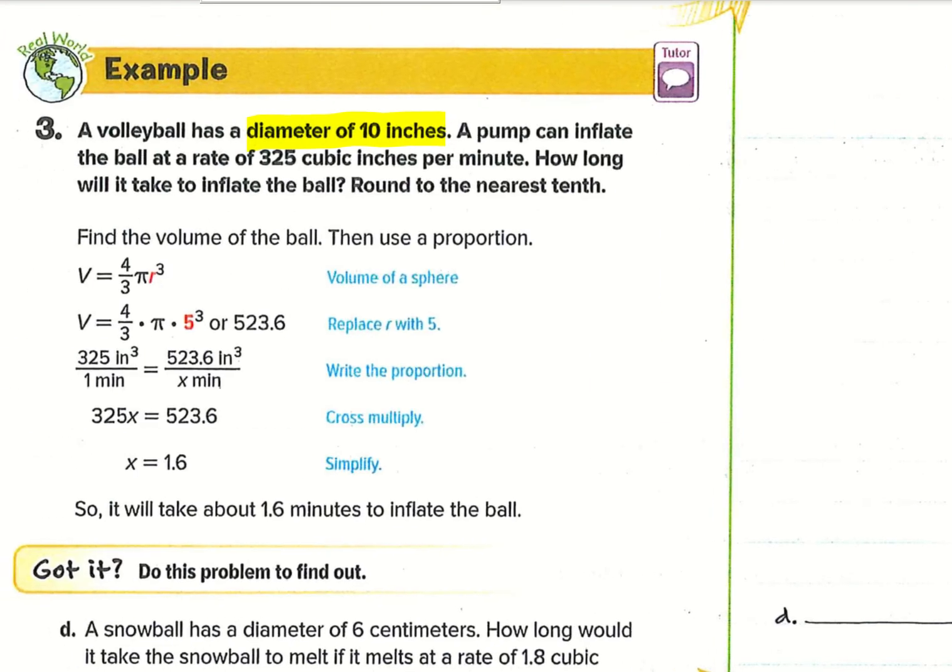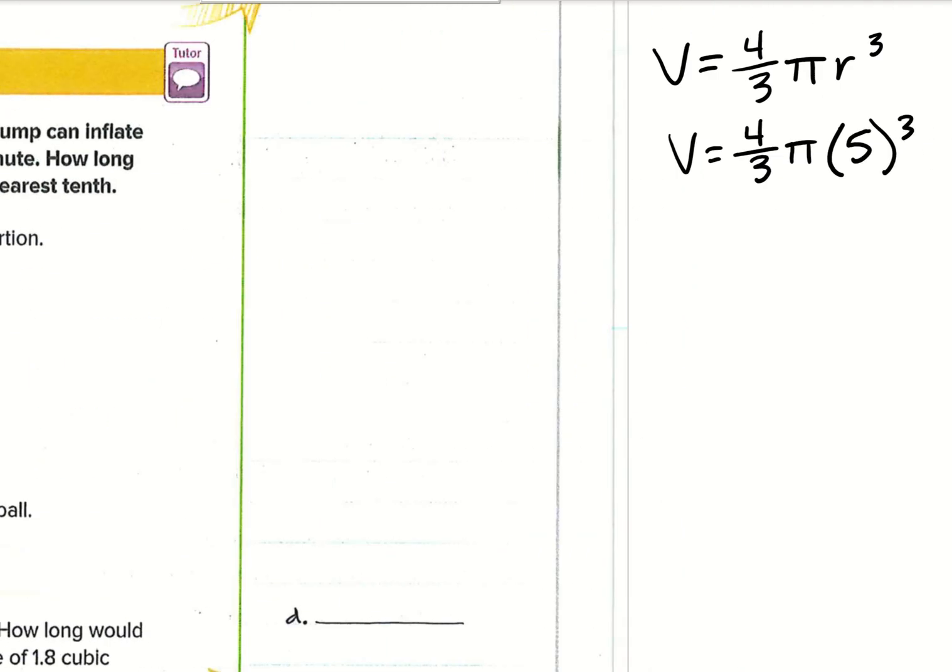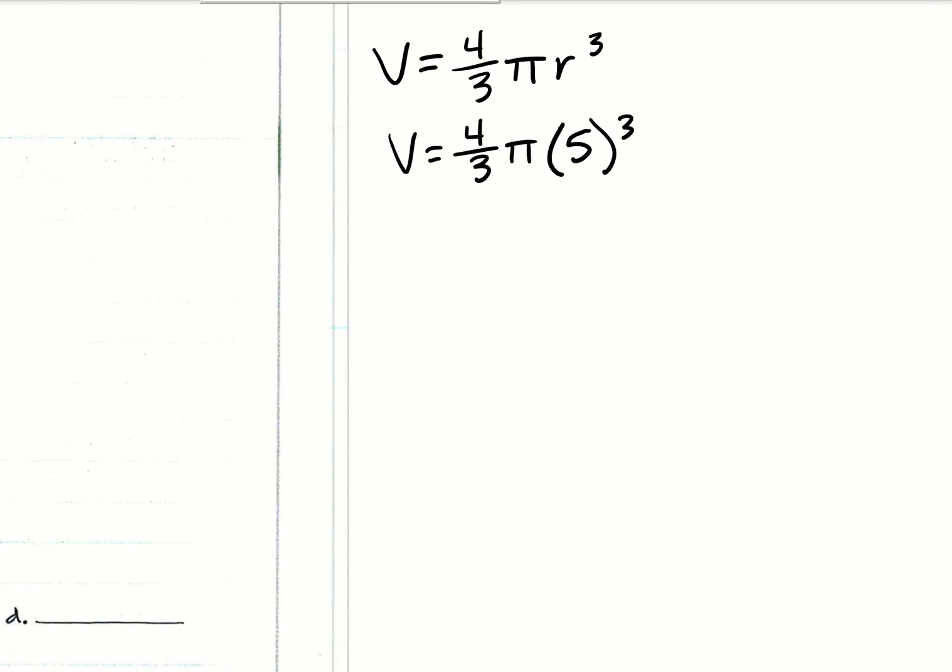Okay, and then it also says a pump can inflate the ball at a rate of 325 cubic inches per minute. That's going to actually come in later. So for now, I am just going to solve what we have here. So for this one, we have V equals 4 over 3 times pi times 5 to the third, which is 125. I'm going to plug that all into my calculator.